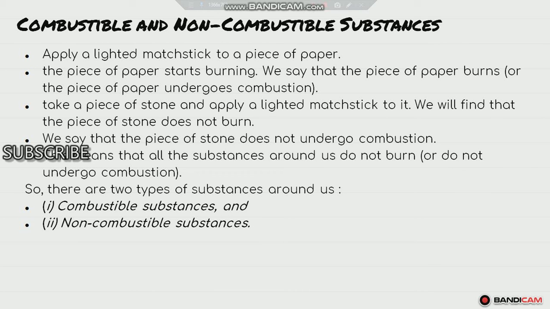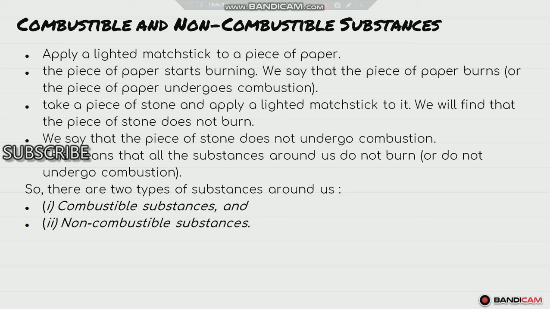Coming to combustible and non-combustible substances. Apply a lighted matchstick to a piece of paper. You can see that the piece of paper starts burning. We say that the piece of paper burns and has undergone combustion. Take a piece of stone and apply the same lighted matchstick to it. Will you find the stone burning? No, the stone will not burn, and we say that the piece of stone does not undergo combustion. This means that all the substances around us do not burn or undergo combustion.